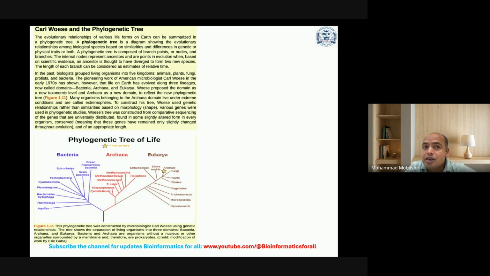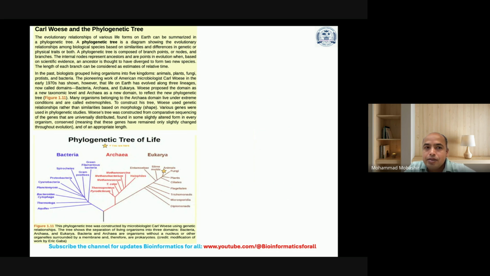A phylogenetic tree is composed of branch points, nodes, and branches. The internal nodes represent ancestors and are points in evolution when, based on scientific evidence, an ancestor is thought to have diverged to form 2 new species. The length of each branch can be considered as an estimate of relative time.